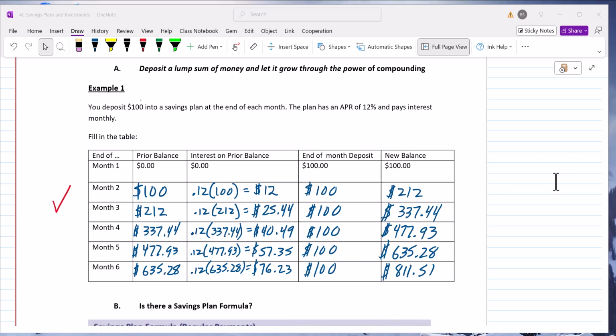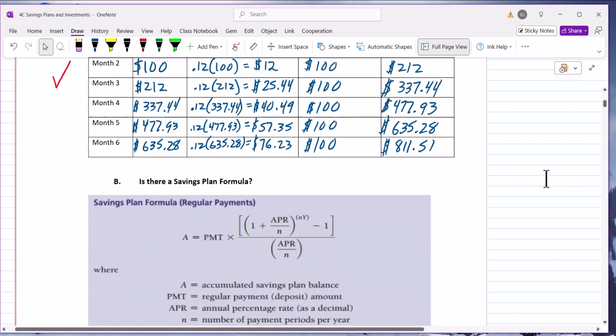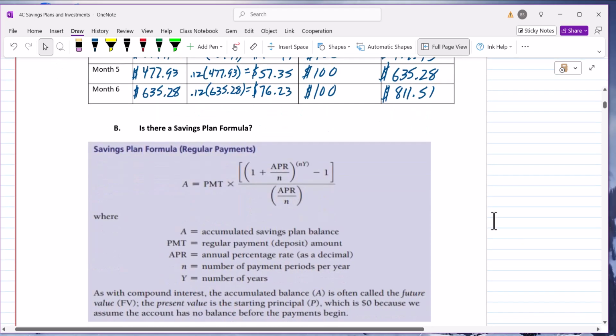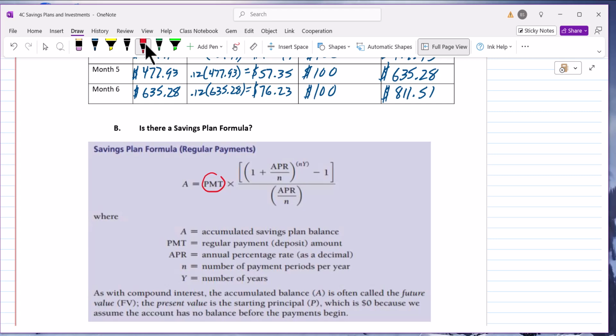Okay, so we did that first table. We went over that table. We didn't have time to go over how to do the savings plan formula. So the savings plan formula is a little more complicated looking than what we've learned. What you have in your savings plan is a payment. You're going to make a payment at the end of every period. Maybe it's every month, maybe it's every 6 months, that kind of thing.